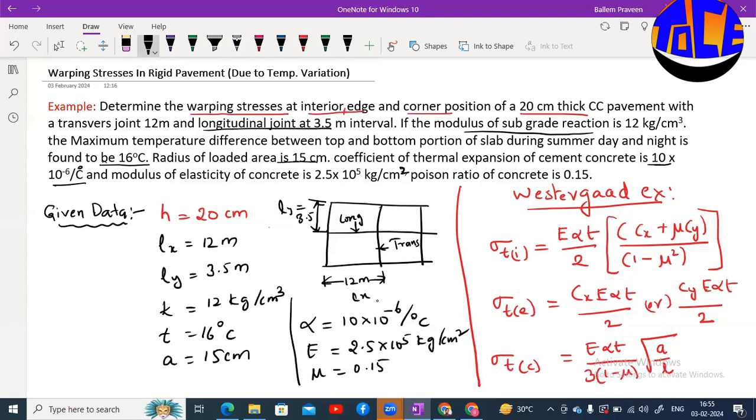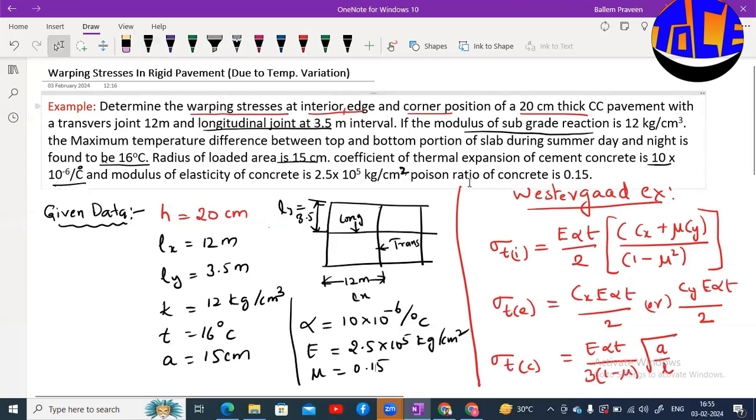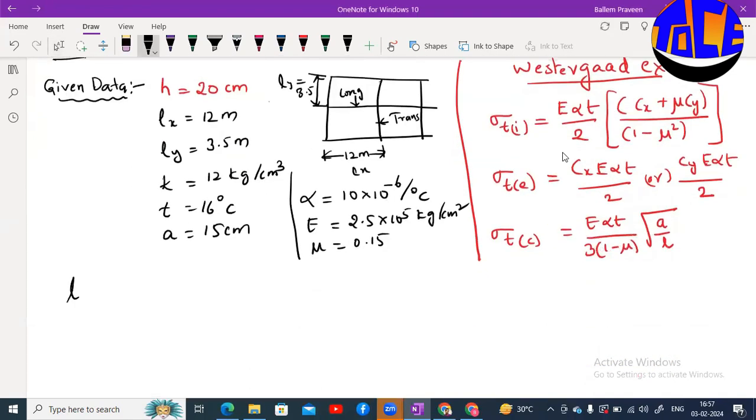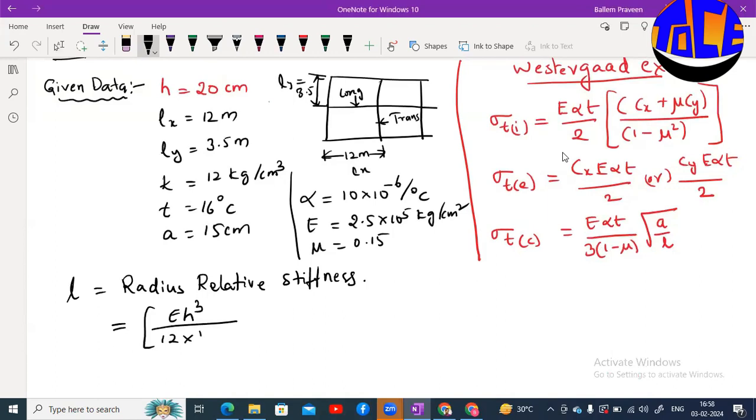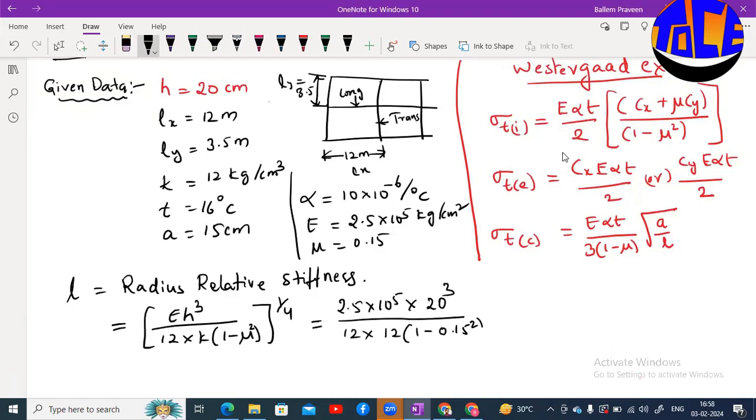Okay, so let us calculate the stresses. Before that, firstly we need to calculate the L value, that is the radius of relative stiffness. The radius of relative stiffness is given by the equation L = [E h cube divided by 12 K (1 minus mu square)] whole to the power of 1 by 4. So just substitute the values. Here E is 2.5 into 10 to the power of 5, h is 20 cube divided by 12, K is 12 itself, 1 minus mu is 0.15 square, whole to the power of 1 by 4.